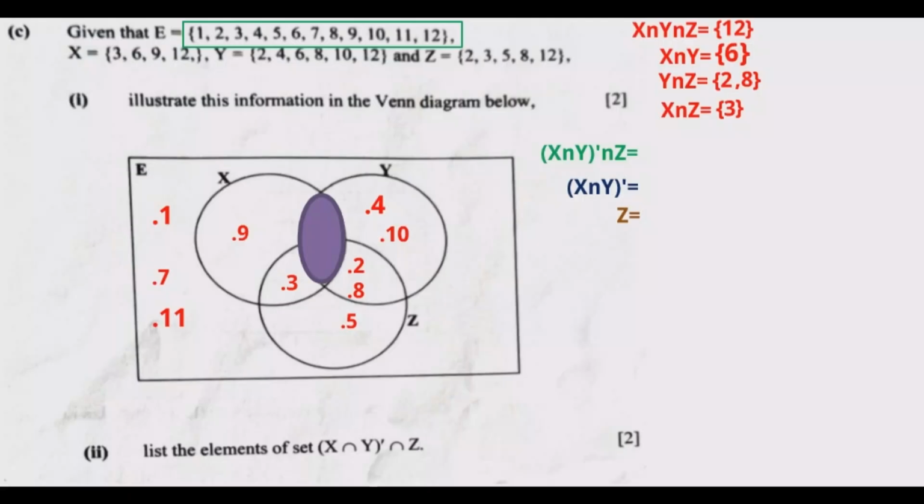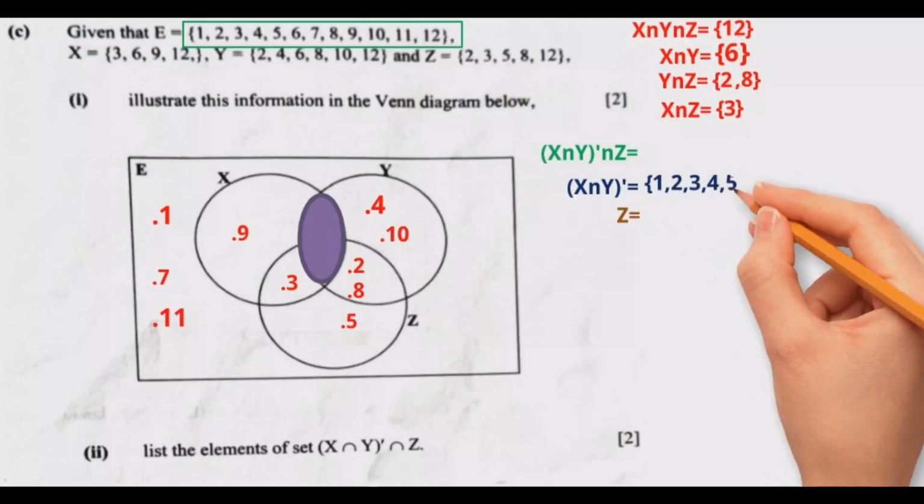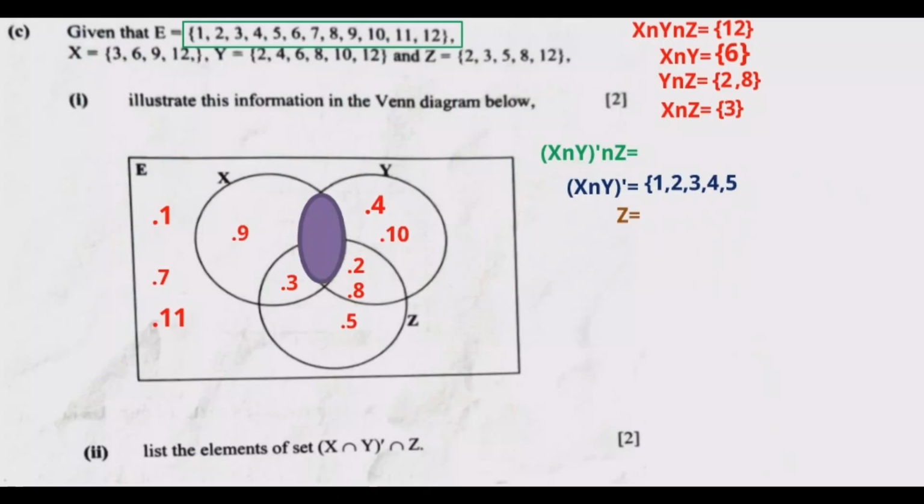We are going to have something like 1, 2, 3, 4, 5. When we reach the position of 6, we skip 6, because this one is found in X intersection Y. We skip 6 and then we come to 7, 8, 9, 10, 11. We end here. Then we skip 12 as well.